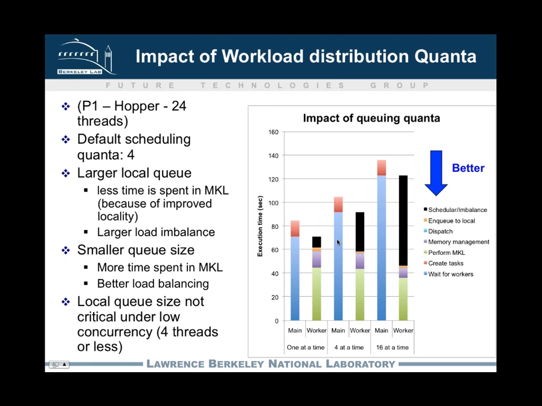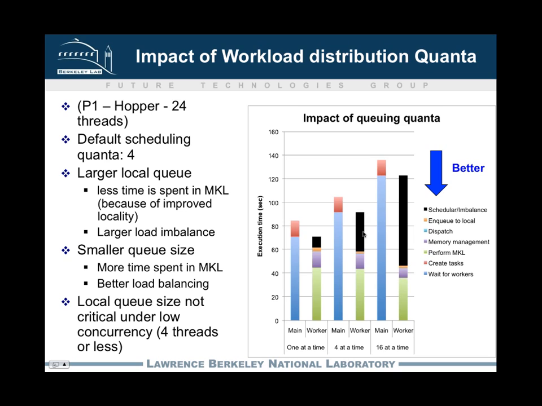So in this figure, I'm showing the impact of workload distribution quanta, and basically the default setting that exists right now is the one in the middle. Here we show the time spent in the main thread, and basically it is either trying to create a task, which is the red part, creation of task, and there is a blue part which is waiting for all worker threads to finish their work. On the worker side, we have the time we spent in the MKL or the BLAS routines. We have time spent in the memory management, and there is also time spent in managing the queues.